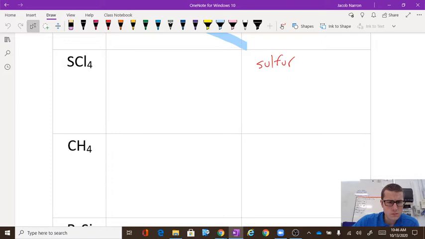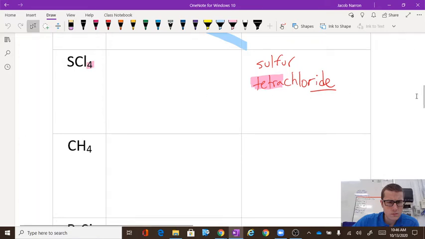And then we have that 4 right there. Look at my prefixes. It's tetra. So this is going to be tetrachloride. So sulfur tetrachloride, and we add an ide because it's the second element. All right, let's go ahead and do our bonding.